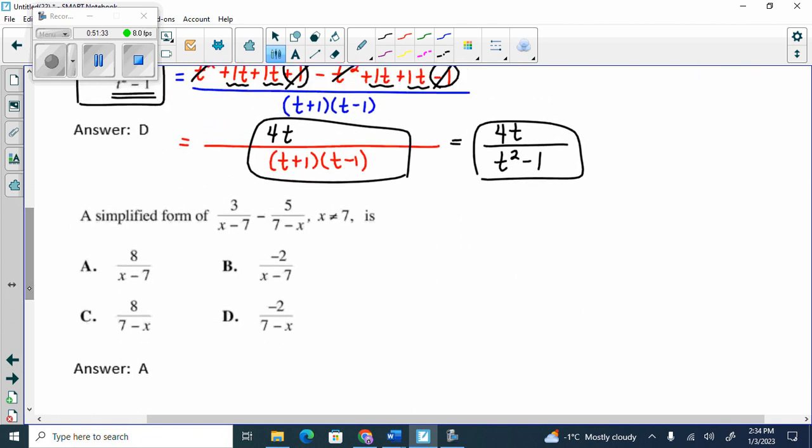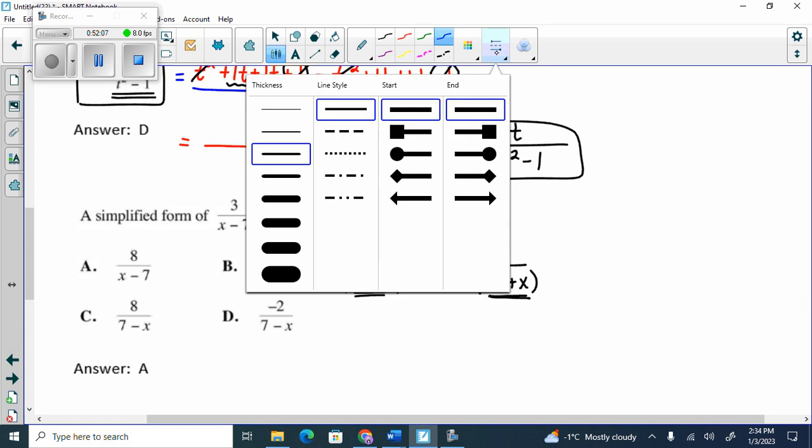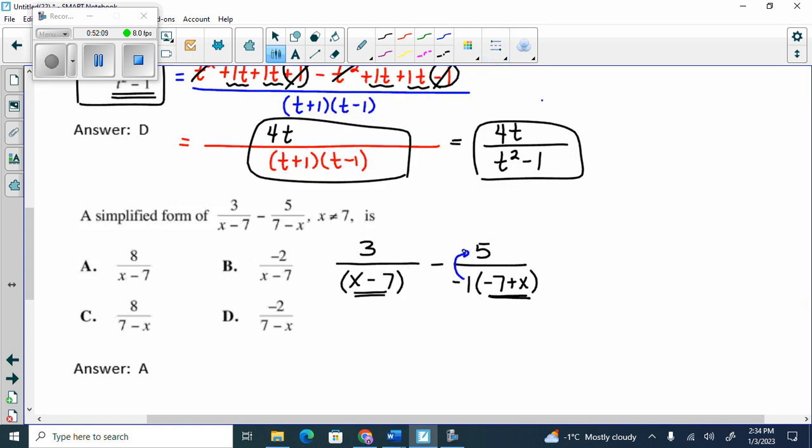Now, here we have x minus 7, and here we have 7 minus x. They look the exact same, but wrong sign. So we can fix it by just taking a negative 1 out. So we get 3 over x minus 7 minus 5. And then if I take a negative 1 out, I get minus 7 plus x. And then these are actually the same: positive x minus 7. Now, instead of having to multiply this one by negative 1, if it's just a negative 1, I can just bring the negative 1 up here.